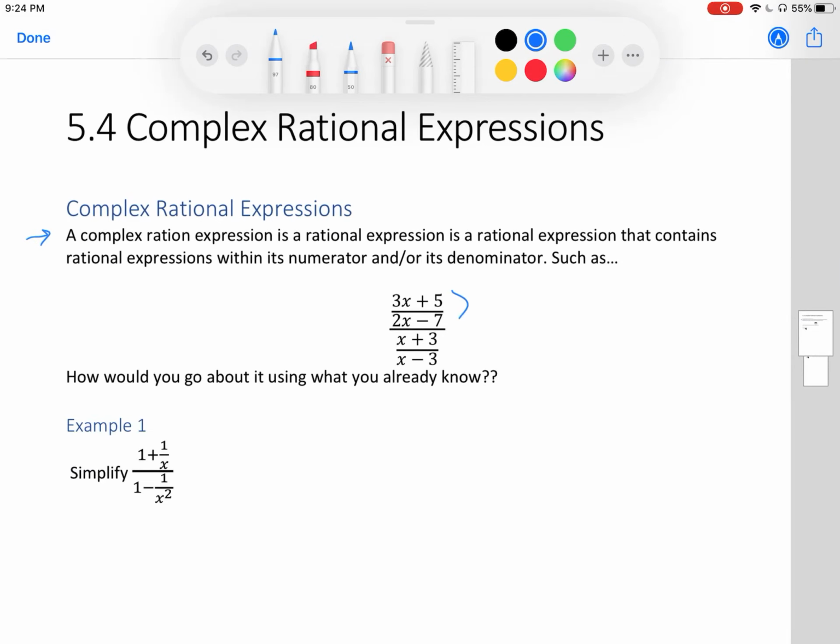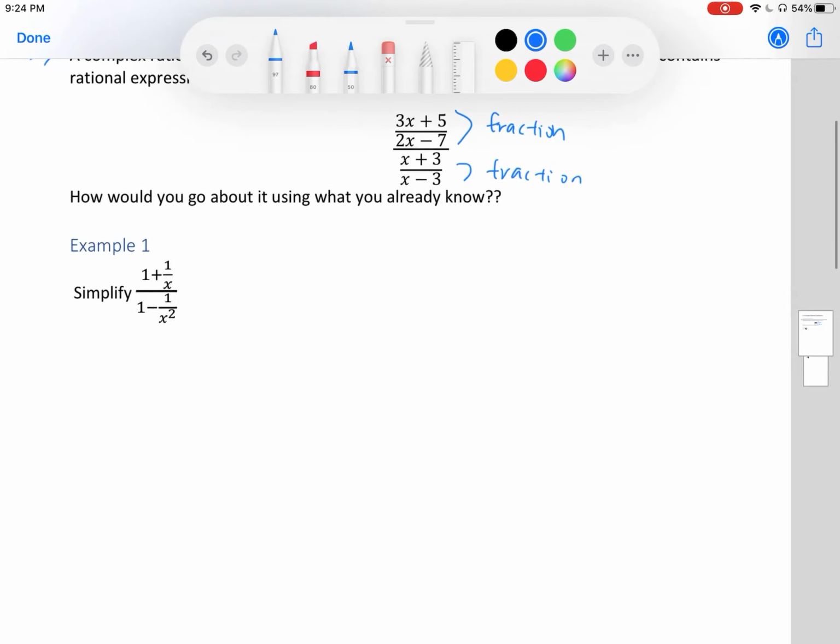So notice we have a fraction and a fraction, creating a bigger fraction. So the way I best recommend you go about it is by approaching it using a process you already know. Okay, my best advice is to rewrite it.